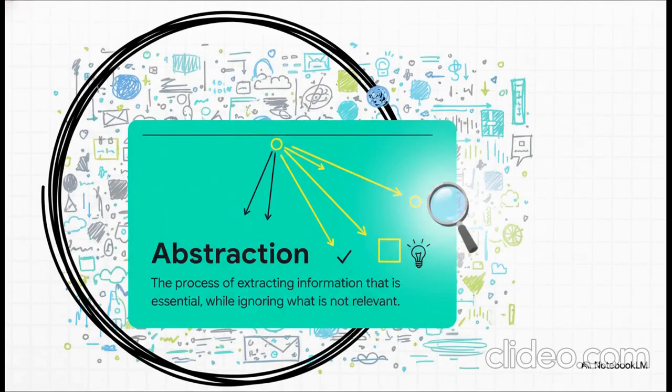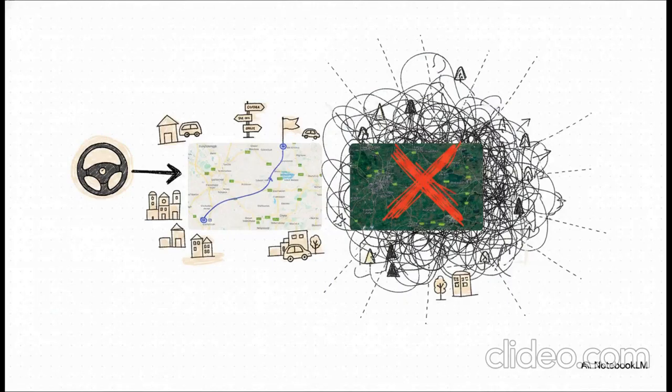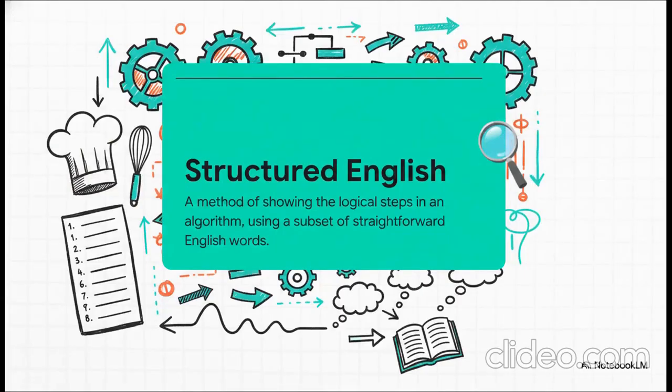Next in our toolkit is abstraction. This one is all about the art of filtering out the noise. See, to solve any problem, you have to focus only on the details that are absolutely essential for the solution. Everything else, it's just a distraction. And this is a perfect example. A satellite photo shows you everything, every single tree, every house. It's way too much information if all you want to do is drive from point A to point B. But a roadmap, that is a perfect abstraction. It strips away all that noise and shows the driver only what they need to know, the roads, the towns, and the route.